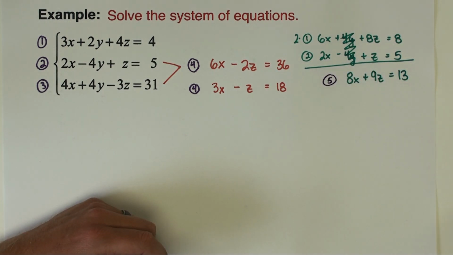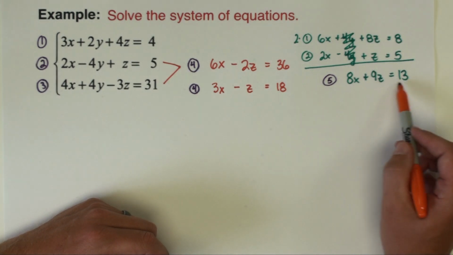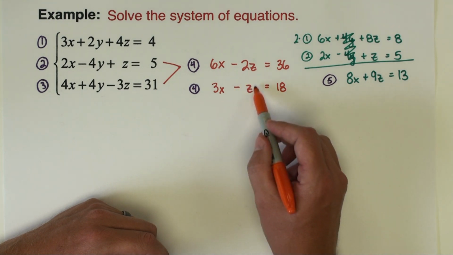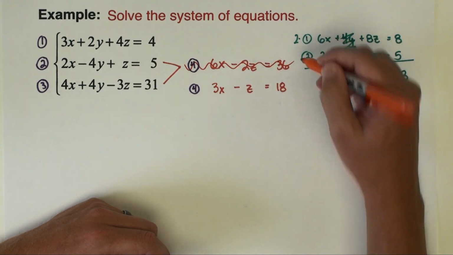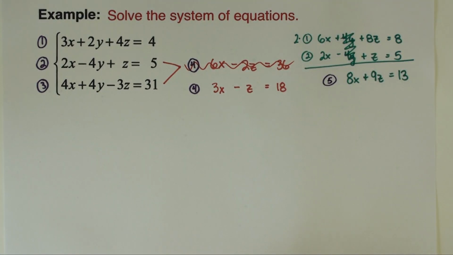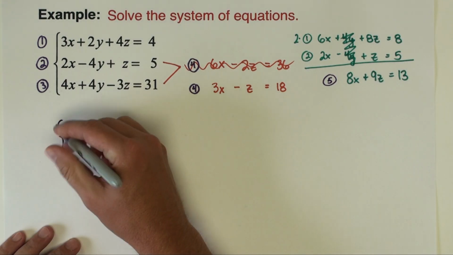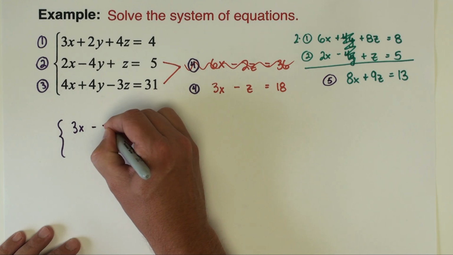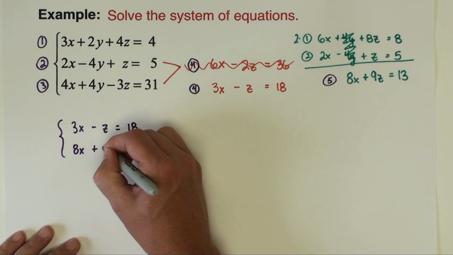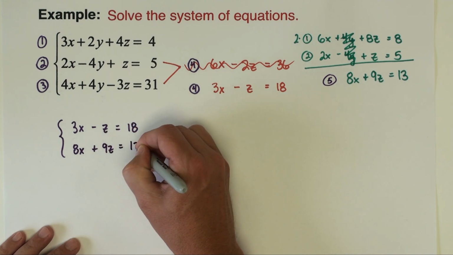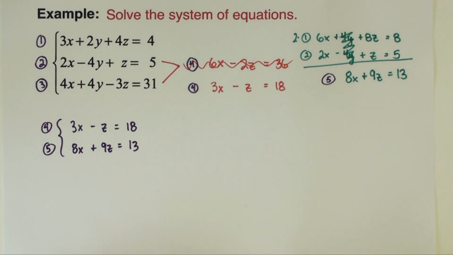And I think because of that, I like the bottom equation better. I can't reduce this any, so it's going to be easier to manipulate that minus z than it is the minus 2z. So I'm going to use the bottom equation as equation number 4. And let's make our new system out of those two. So my new system of equations is going to be 3x minus z equals 18 and 8x plus 9z equals 13. There's my equations 4 and 5.